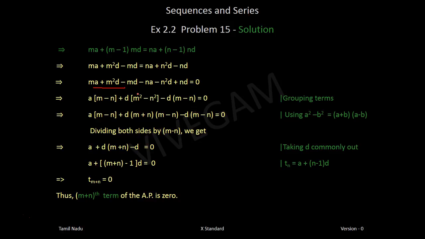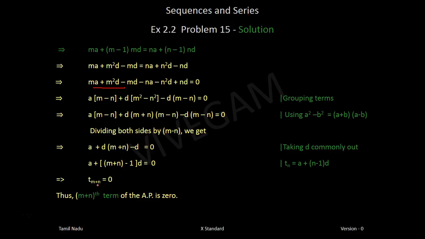But you know what is T of m plus 1? That is a plus m plus n minus 1 into d. Okay, so that is what it is. So we'll have to get it in that particular form. Okay, or you can see here, this is T of m plus 1.